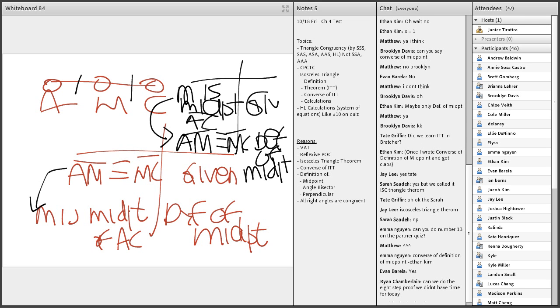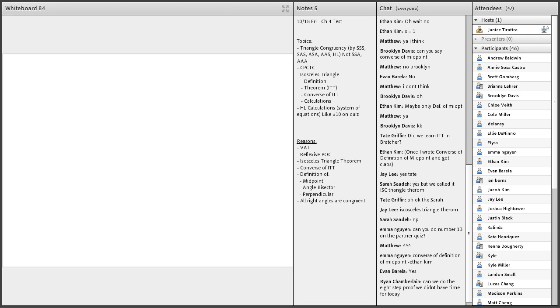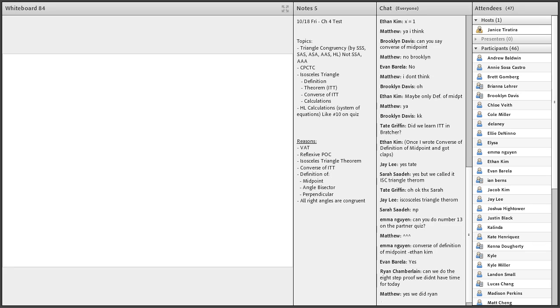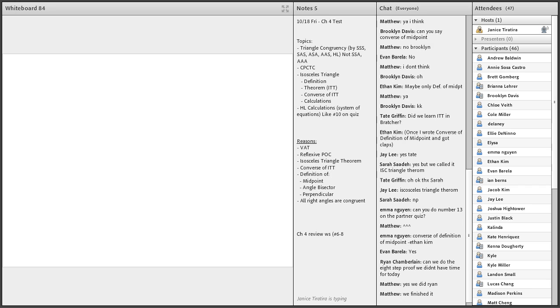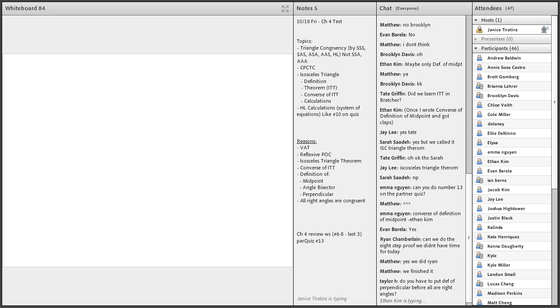So let's see. We called it isosceles triangle theorem. So, and algebra number 13 as well. I was just kind of explaining a couple things. So let me go back to, I'm going to write down the questions. I'm going to go back to chapter 4 review worksheet number 6 through 8. It's on the back, last 3. And then quiz number 13, partner quiz. Okay, those are the questions I see so far. If I missed your question, you may have to retype it again.